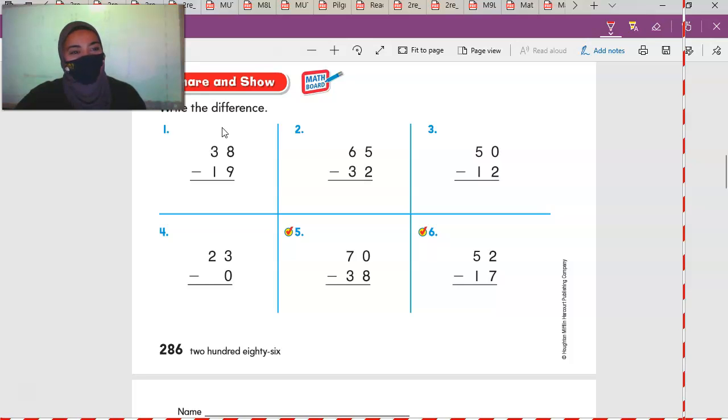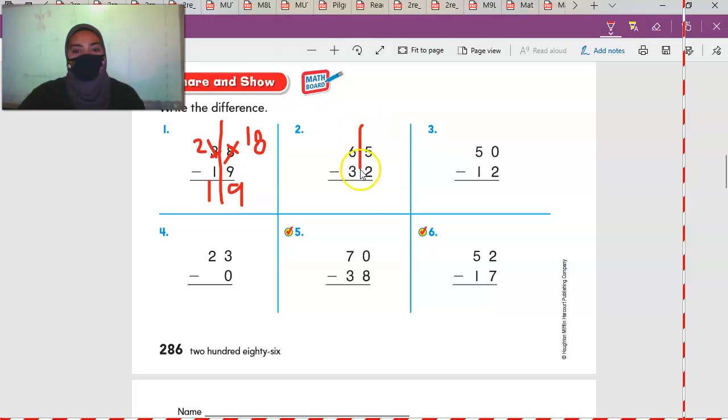Okay, now that everyone's had a chance to do number 1 through 6, let's review and make sure your answers are correct. Number 1, 8 take away 9. Can we do that? No. 3 becomes a 2 and 8 becomes a 18. Now, just by knowing our doubles facts, we know 9 plus 9 is 18. So 18 take away 9 is 9. 2 take away 1 is 1.